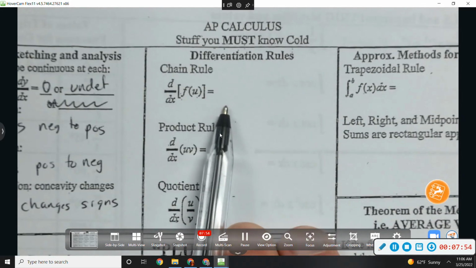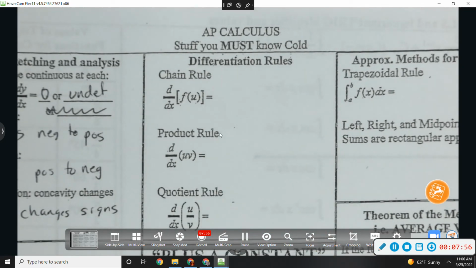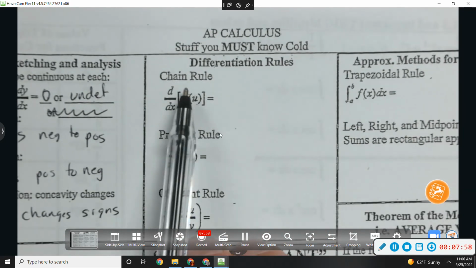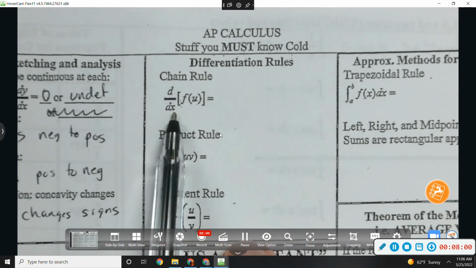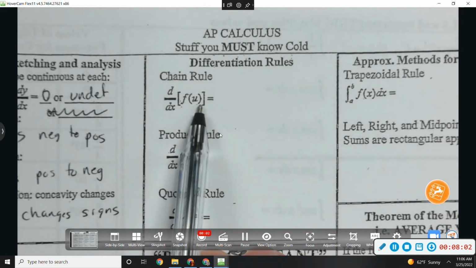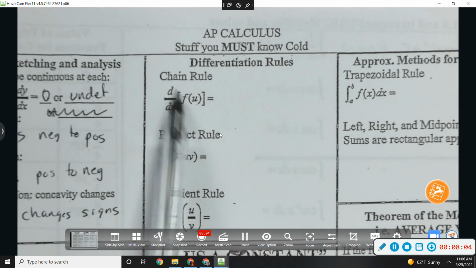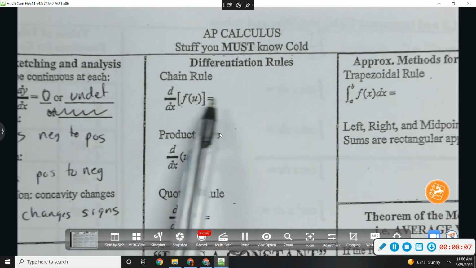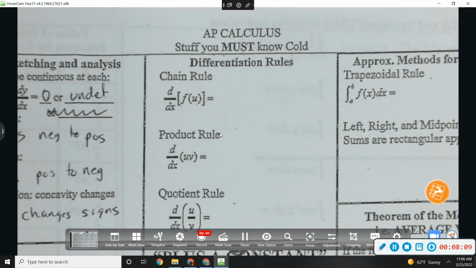Up here at chain rule, so top, middle, first page, do you understand? Well, I guess first question is, they're asking you to take the derivative of f of u. So using their symbols here, what would the answer be? What's the derivative of f of u?